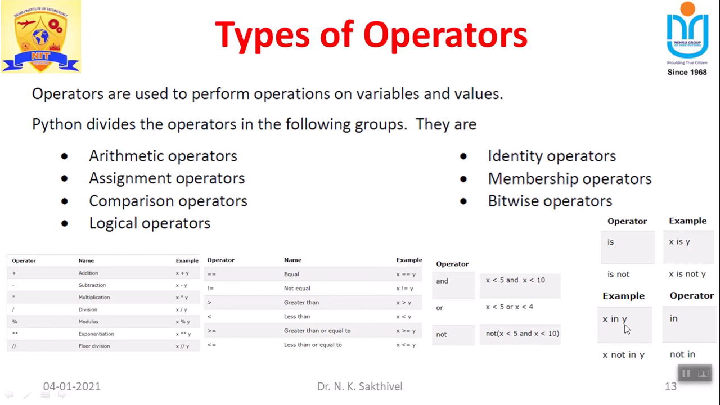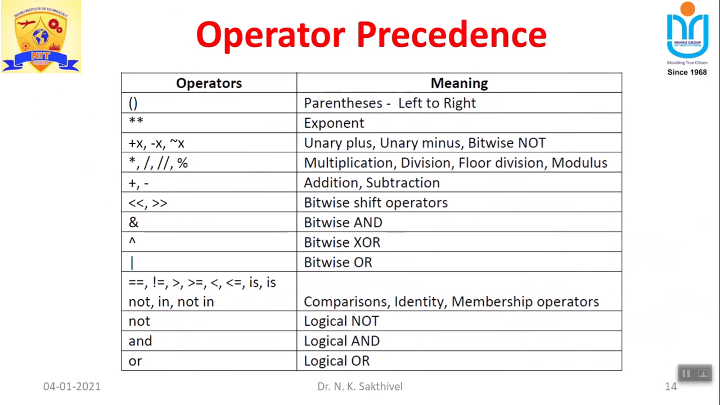For example, let us consider y equal to 10, 20, 30, 40 and x equal to 10, 20. Then we can compare whether the 10, 20 is in y, that means 10, 20, 30, 40 or not. Already we discussed this. For understanding purpose, I tell you. So these are the different operators and operator mechanisms we discussed.